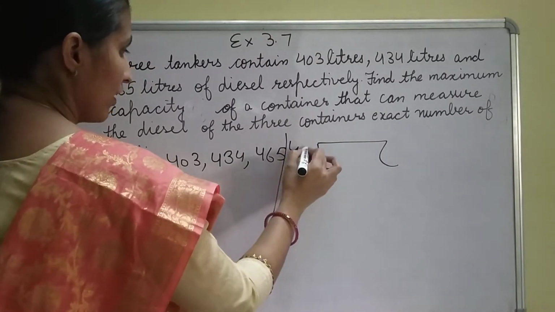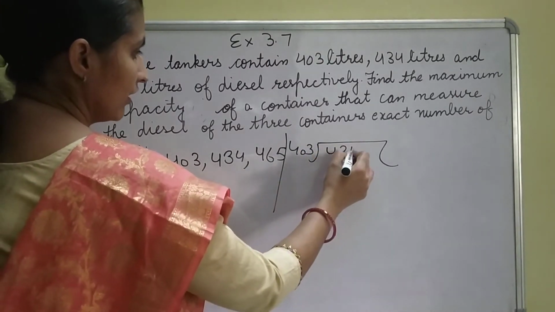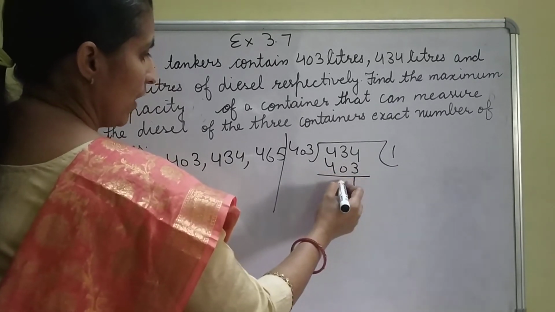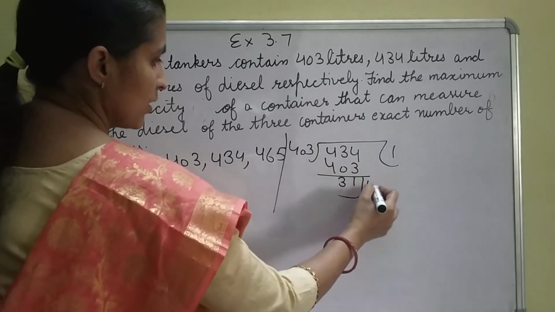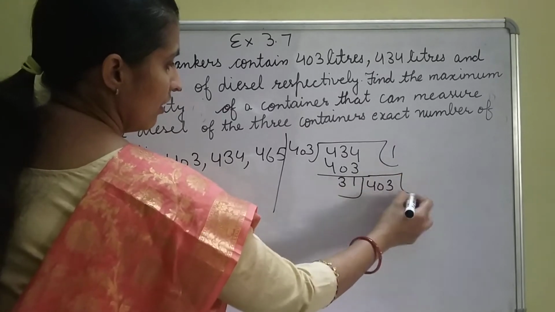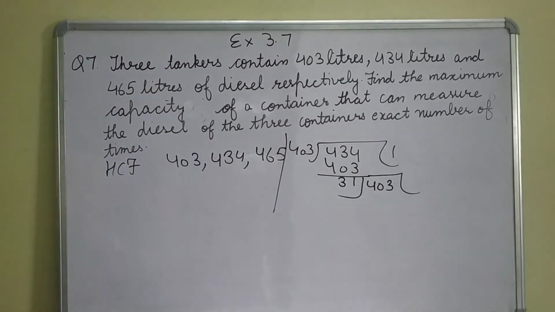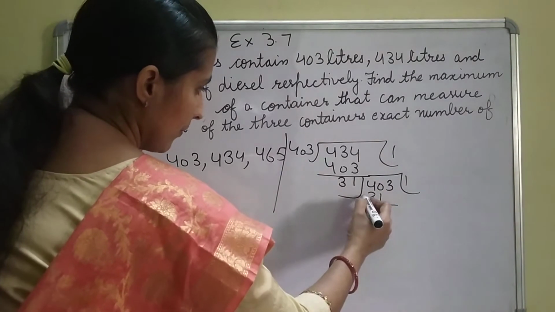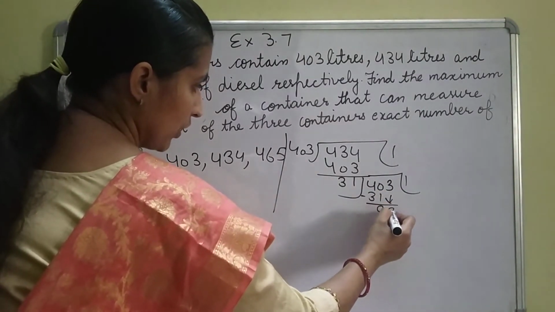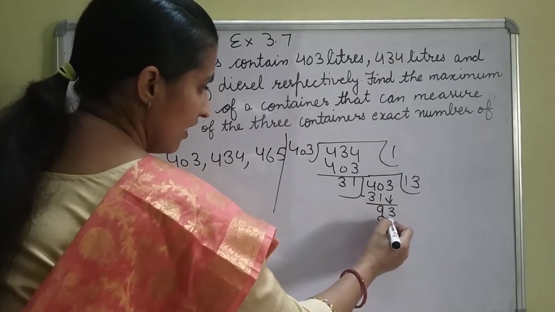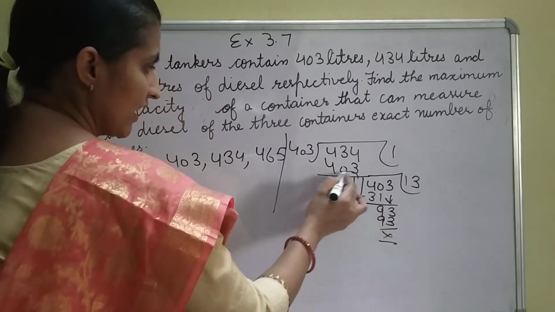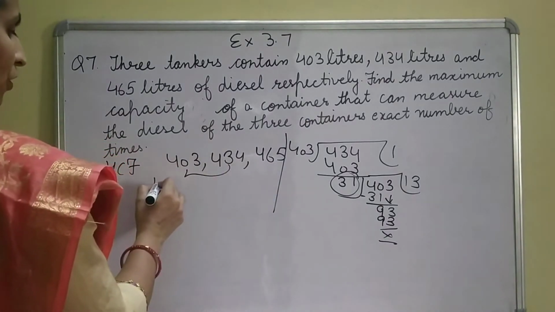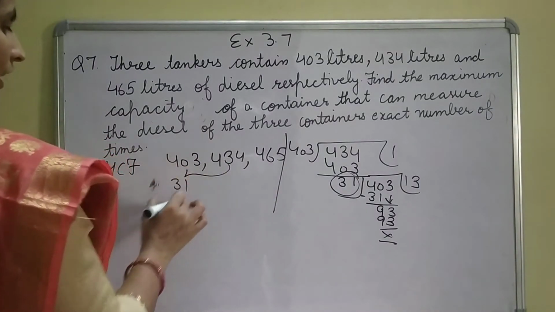Here we have 403 and 434. 403 was the divisor, 1, 3. Then this will become the divisor and we have to divide 403. 31 ones are 31, remainder is 9, bring down 3, 31 3s are 93. So what is the last divisor? 31. So that is the HCF of these two, 31.